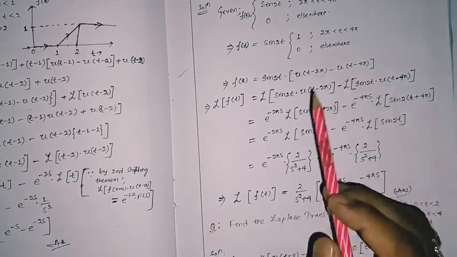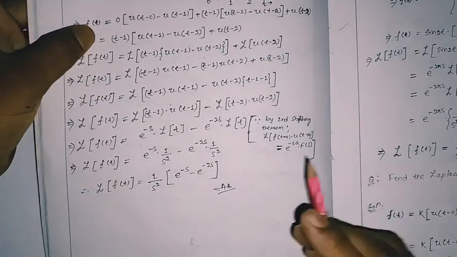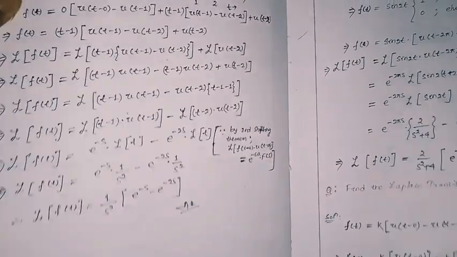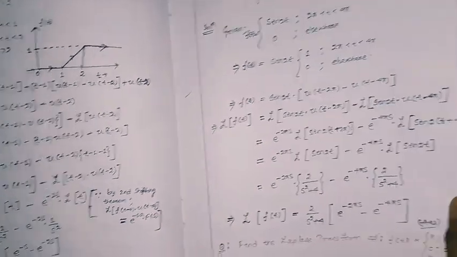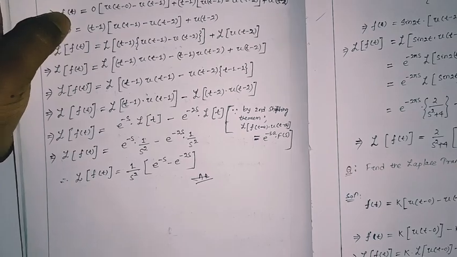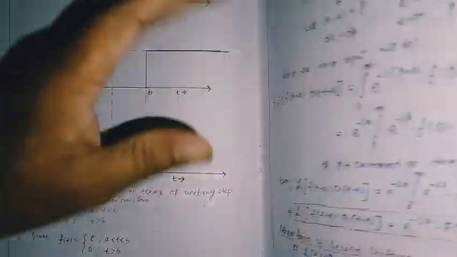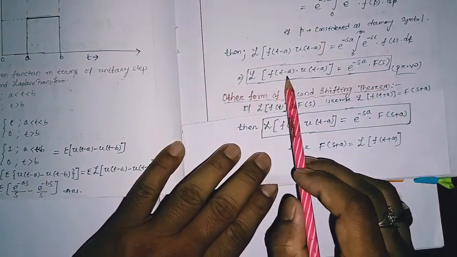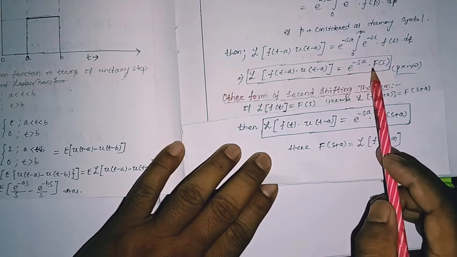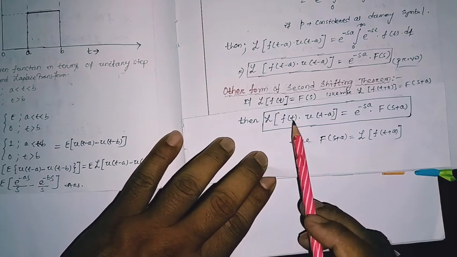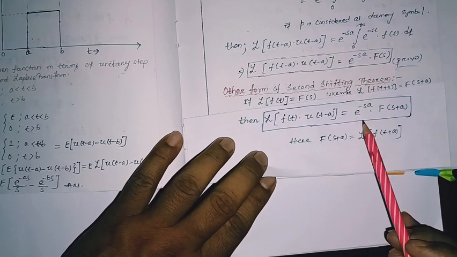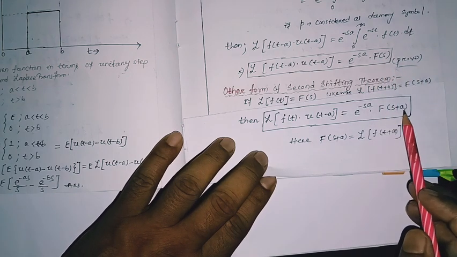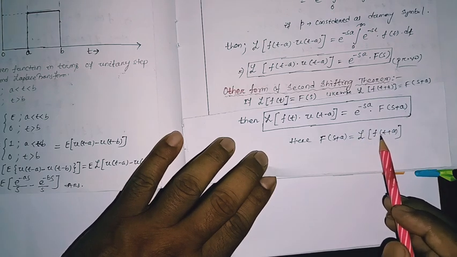If we compare this with the second shifting theorem, f(t minus a) u(t minus a), then u(t minus 2 pi) is there, but here sine 2t is not in the form of f(t minus a). So here we are going to use the other form of the second shifting theorem, which we already discussed in our last class. When it is f(t minus a) u(t minus a), the answer will be e to the power minus s a into capital F of s. However, when it is the Laplace transform of f(t) into u(t minus a), the answer will be e to the power minus s a into capital F of s, where capital F of s is nothing but the Laplace transform of f of t plus a.